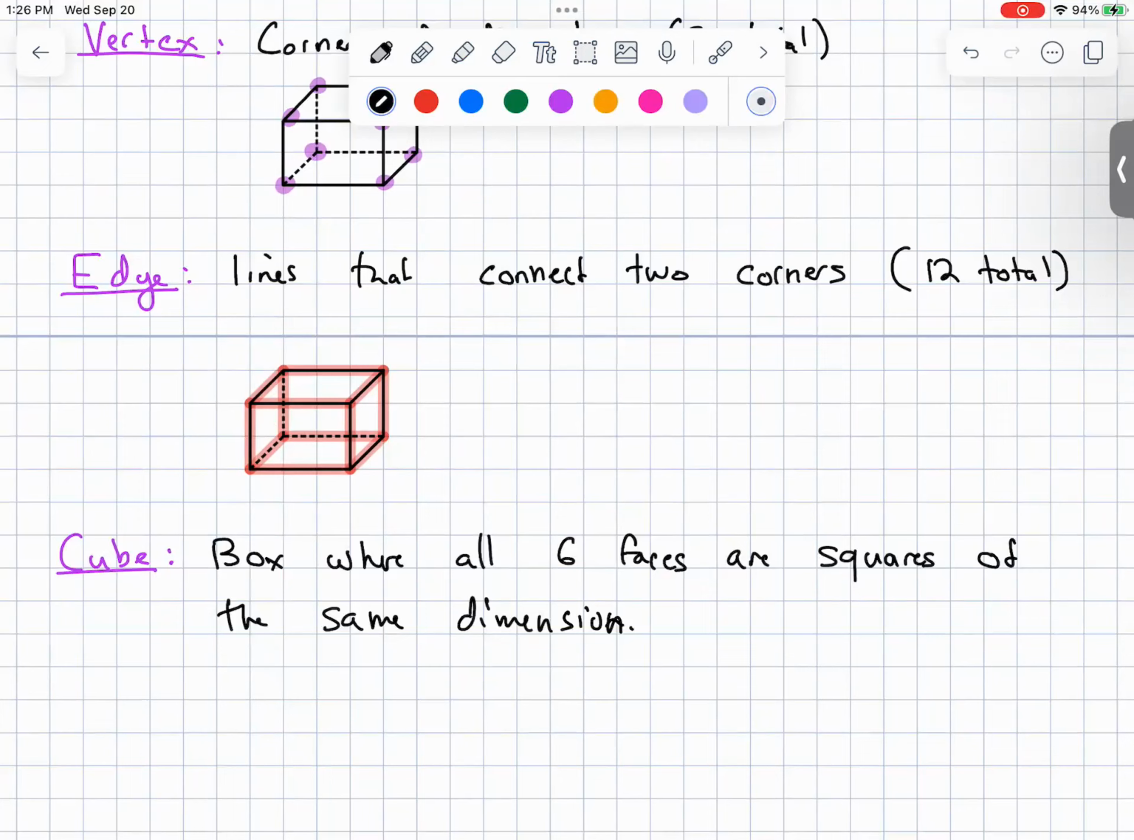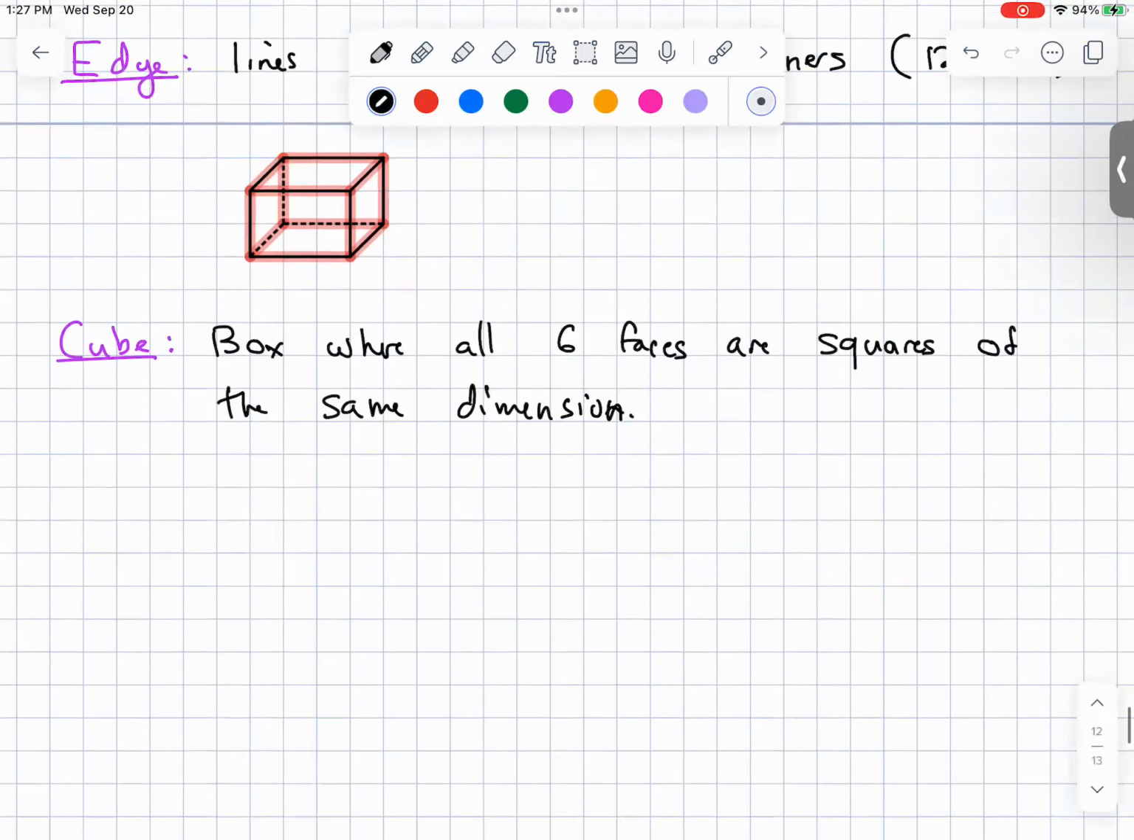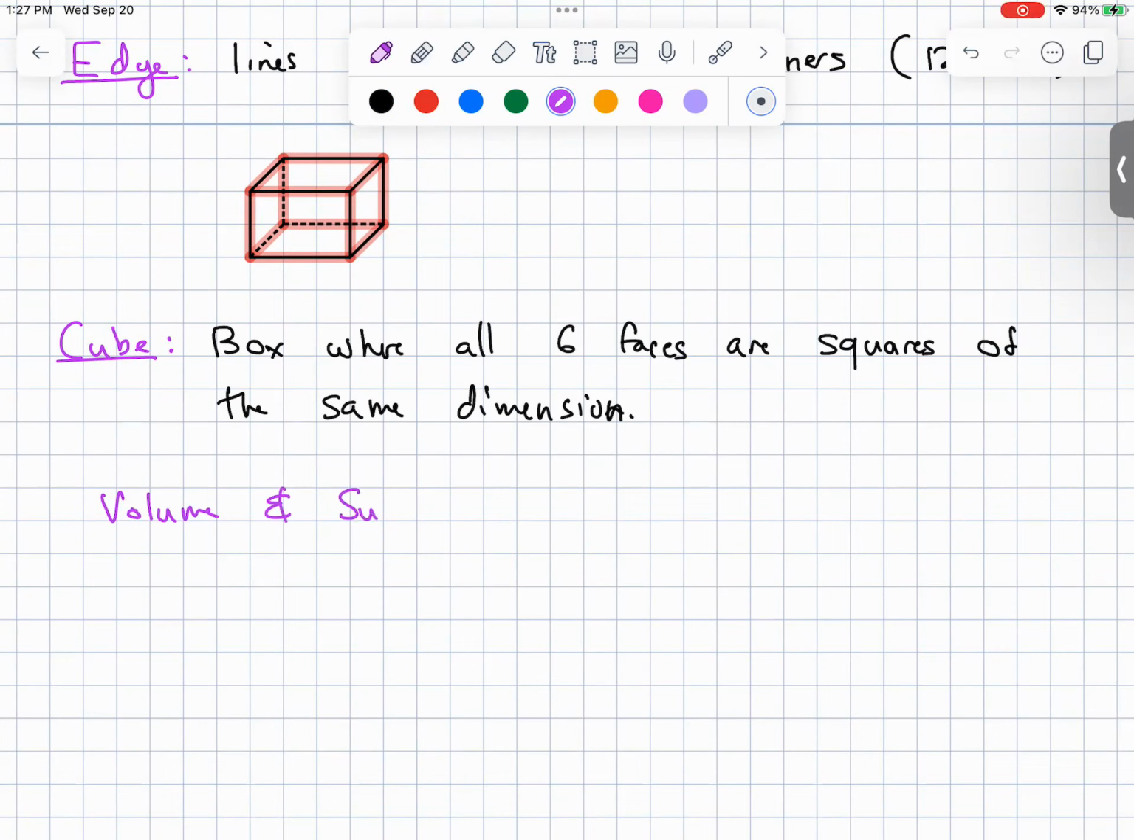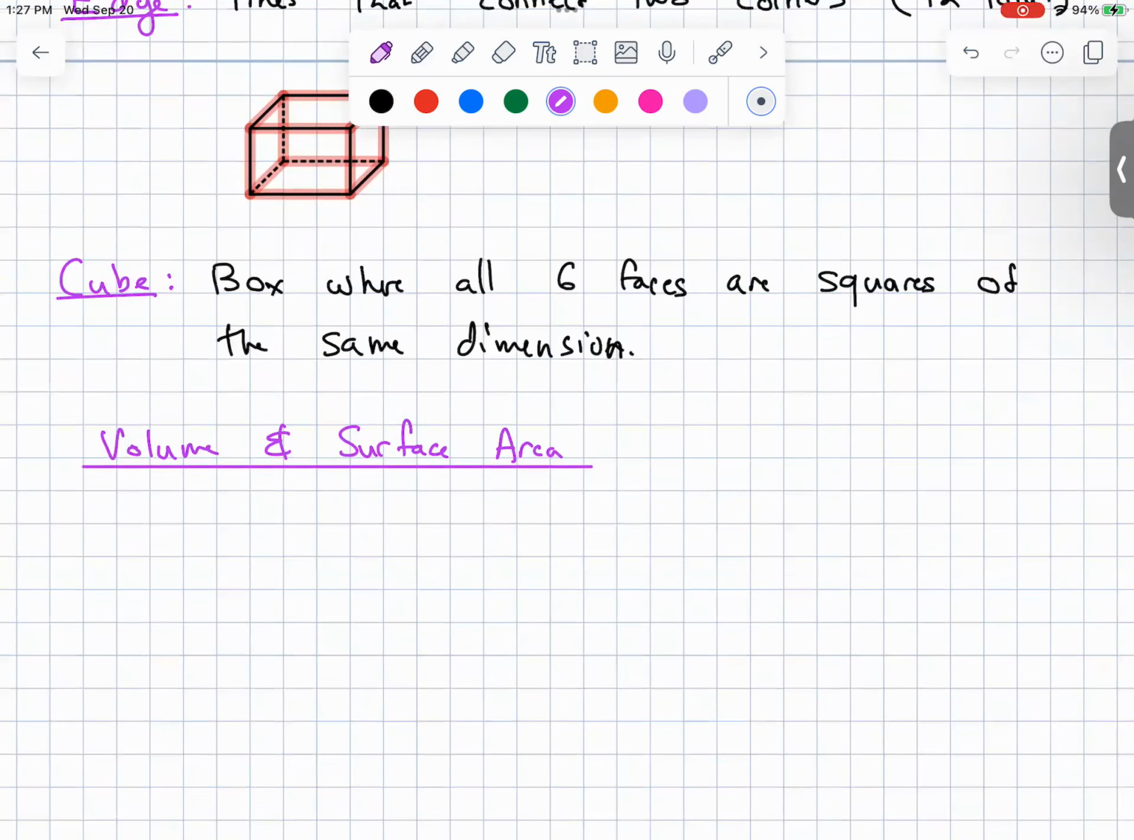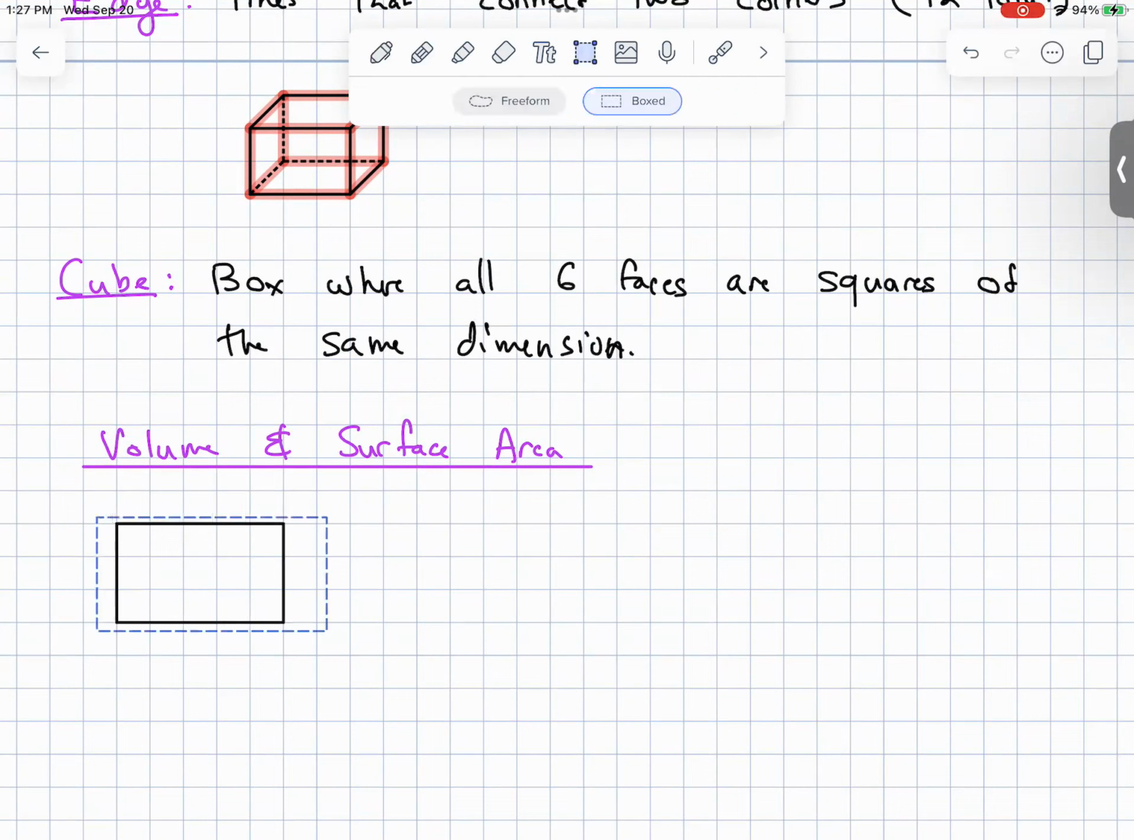So when you move on to three dimensions, you now have a different measurement to deal with, which is volume: the amount of stuff that can be fit into this object. So we're going to talk about volume and surface area. We're going to write down the formulas for them, with a box to follow along with it.